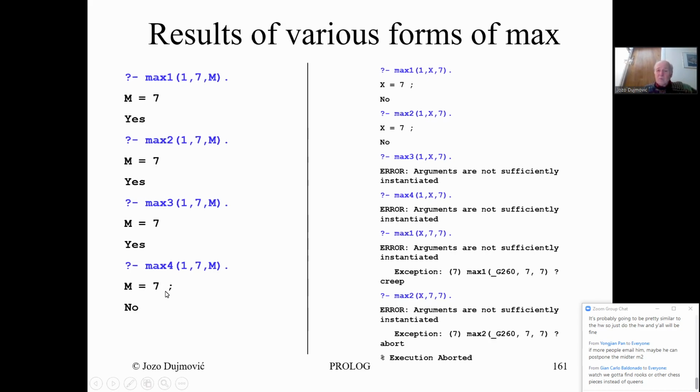However, if you want to do that flexibly, you can say, I have the maximum between 1 and x. That gives the result 7. What is x? X is 7. It is here. And max2 is also giving you x is 7. Max3 is not able to do that. It is saying arguments are not sufficiently instantiated.